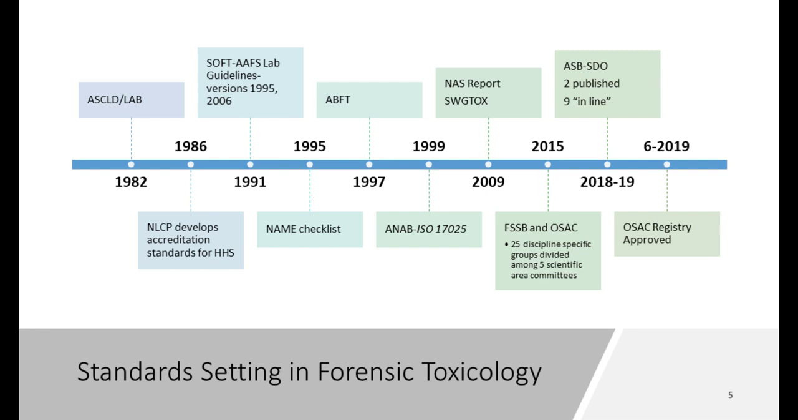In 2018-2019, the Academy Standards Board, a standards developing organization, published 2 toxicology standards. And there are actually 9 further in line. And in June of 2019, the OSAC approved the first of the toxicology standards that are going through that process.